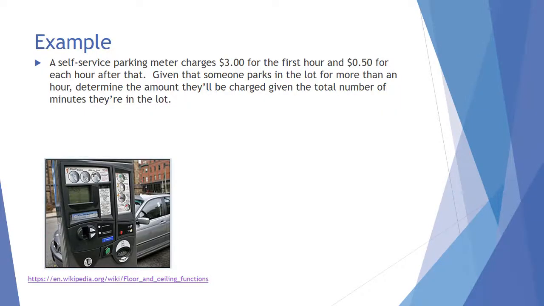Okay, let's do one more example and I'll give you one for practice. A self-serving parking meter charges $3 for the first hour and 50 cents for each hour after that. That's a pretty common pricing structure for a lot of cities that are switching to a digital way to pay for parking. Given that someone parks in the lot for more than an hour, so we're going to assume that they're there for more than an hour, let's determine the amount that they'll be charged given the total number of minutes that they're in the lot.